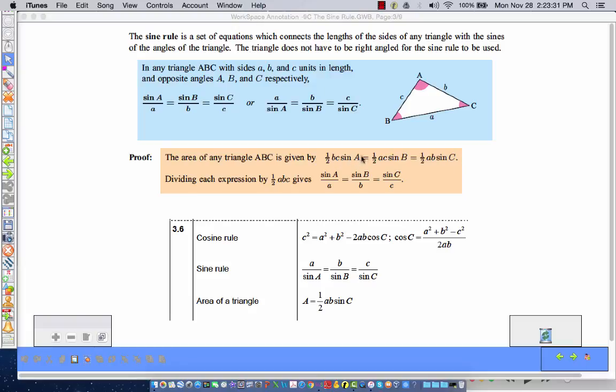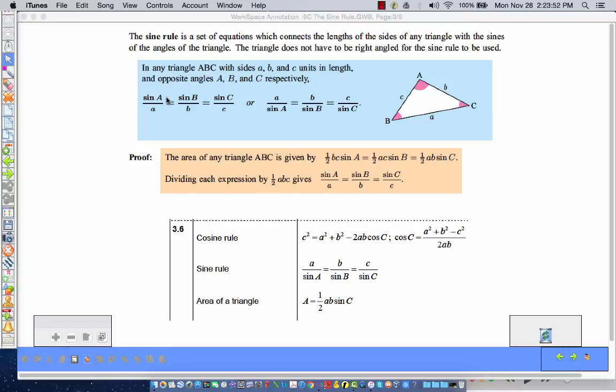Okay, so all of those are equal because they represent the area of an individual triangle, this particular triangle, let's say. And if we divide everything by 1/2 and simplify a bit, we end up with this relationship. So that's where the sine law, the sine rule comes from.